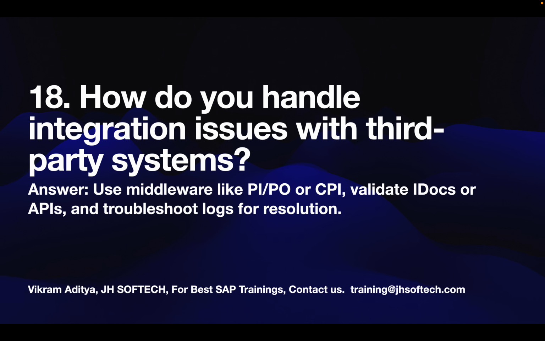How do you handle integration issues with third-party systems? Use middleware like PI/PO, the Process Integration and Process Orchestration, or Cloud Platform Integration APIs. Validate IDocs or APIs and troubleshoot logs for resolution. This is what we do in handling the integration part.